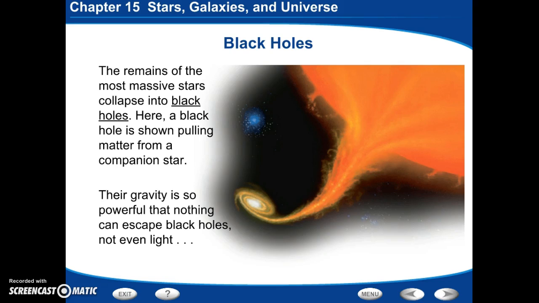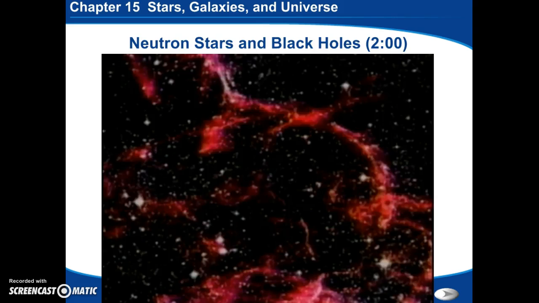Black holes are the remains of the most massive stars. They collapse into a black hole. And here it shows a black hole pulling matter from a companion star. Sometimes we can have 2 stars right near each other, and it's pulling matter from that star. Their gravity is so powerful that nothing can escape those black holes, not even light. And again, we'll show this little video of neutron stars and black holes in class. And that's it.